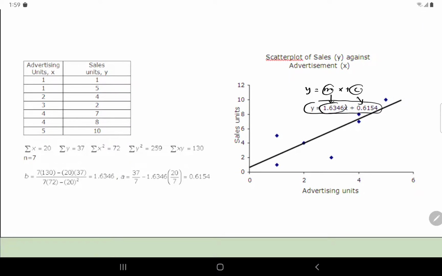So meaning that the value of a tells us that the regression line intercepts the y-axis. This is the value of a and this is the value of b. The value of a is actually the c, the y-intercept, the intersection at the y-axis, and the value of b tells us that it is the slope of the regression line. If the slope is positive, it will form like this. If the slope is negative, it will form like this. Okay, next slide.